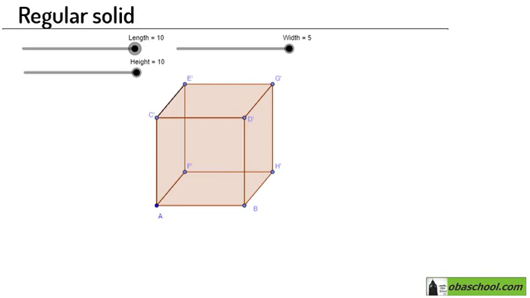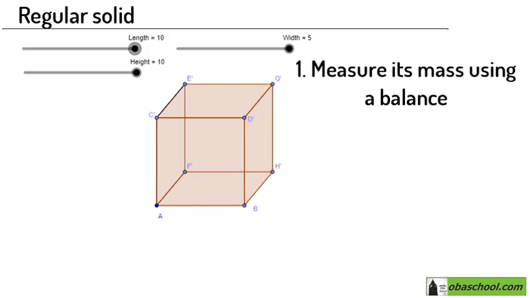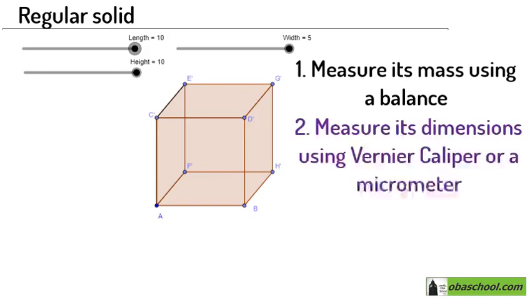In case of a regular solid, first we measure its mass using a balance, and then we measure its dimensions using vernier calipers or a micrometer, and calculate its volume using the appropriate equation.